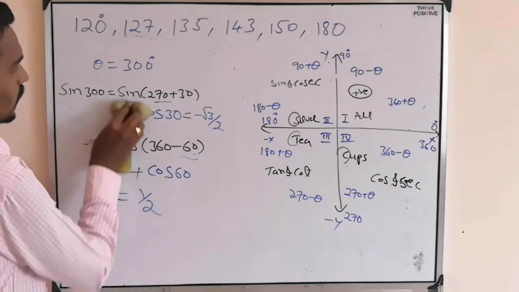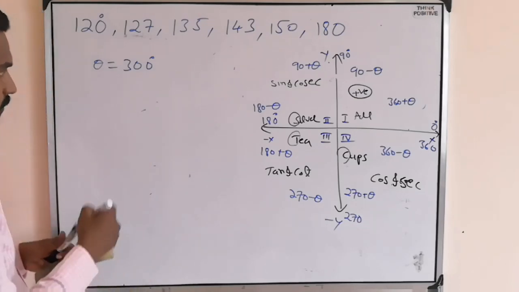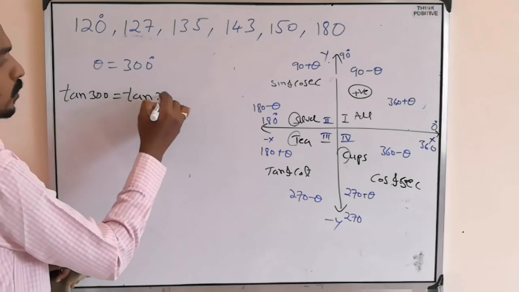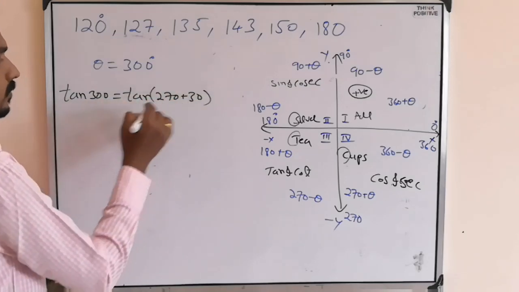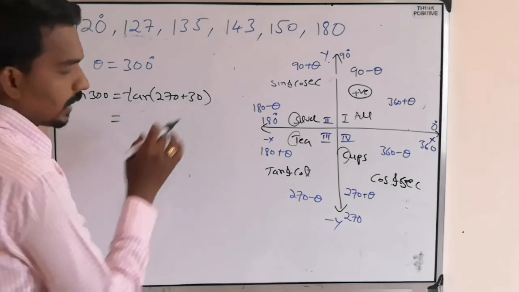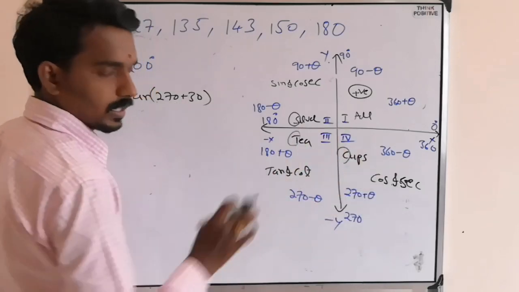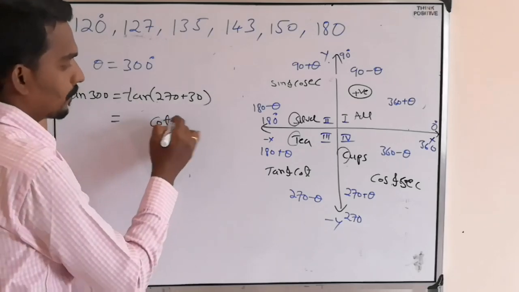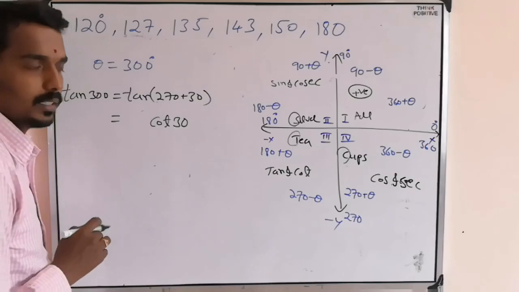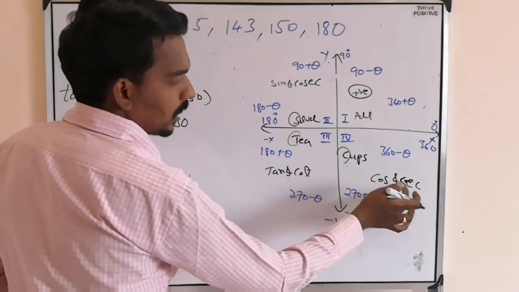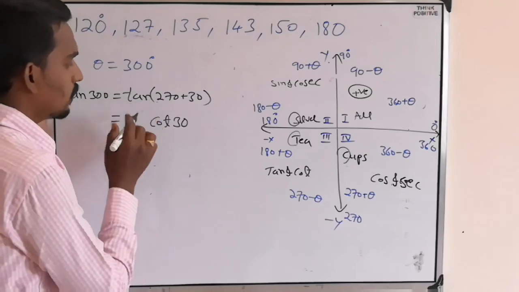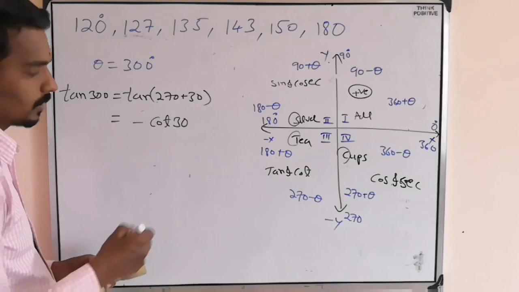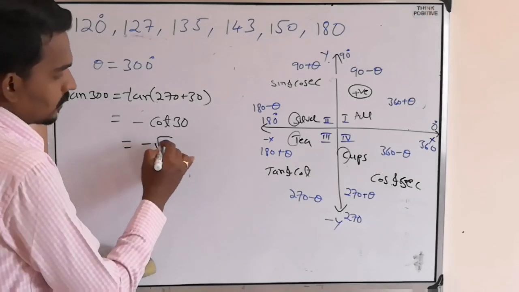Right? Now, last, tan 300, let me find. Take tan of 270 plus 30. Now 270 plus theta, so fourth region. And 270 plus, so tan changes to cot. Theta is 30 degrees. And in fourth region, only cos and secant are positive, so tan must be negative. So cot 30, how much will it become? Minus root 3.